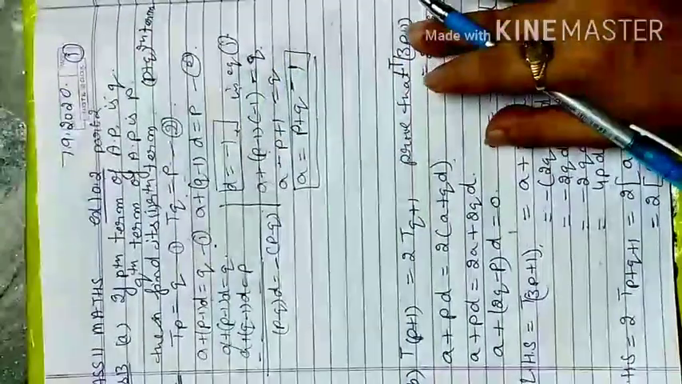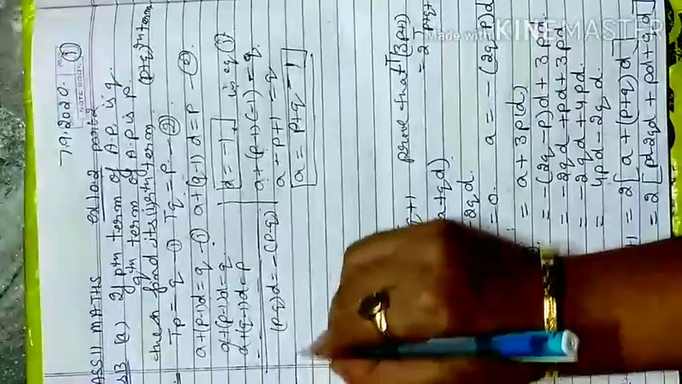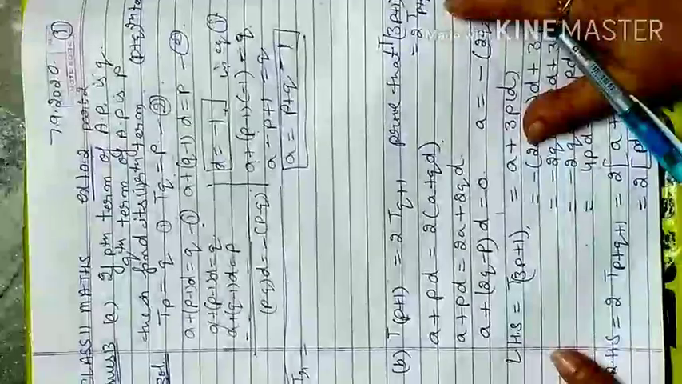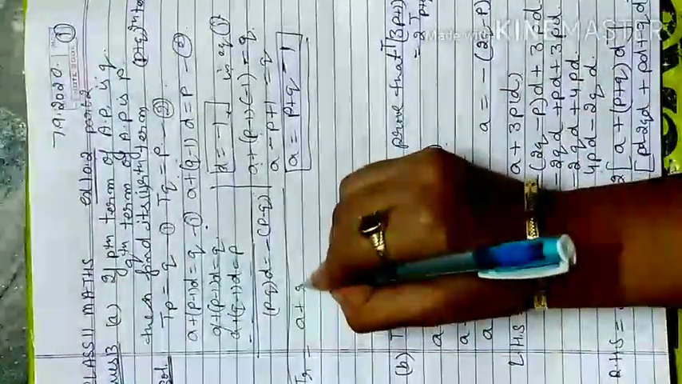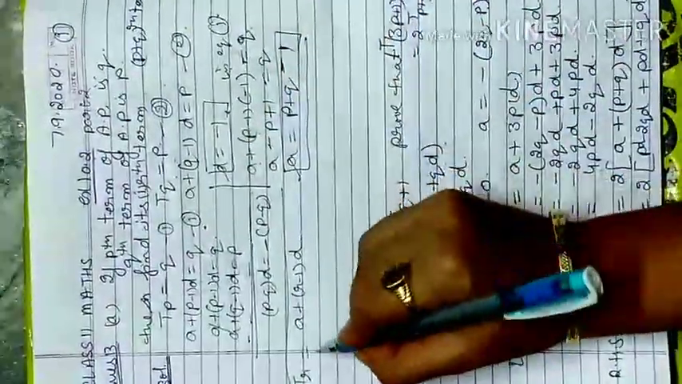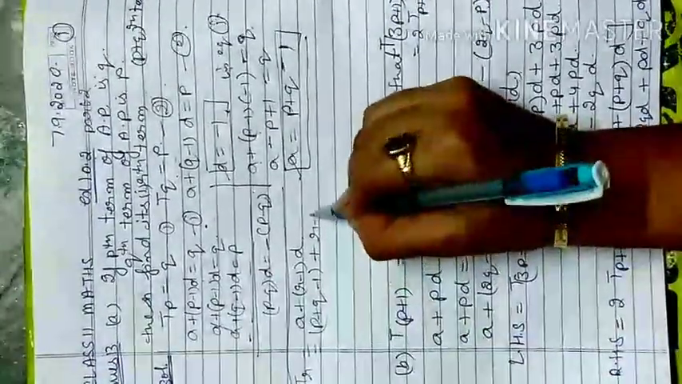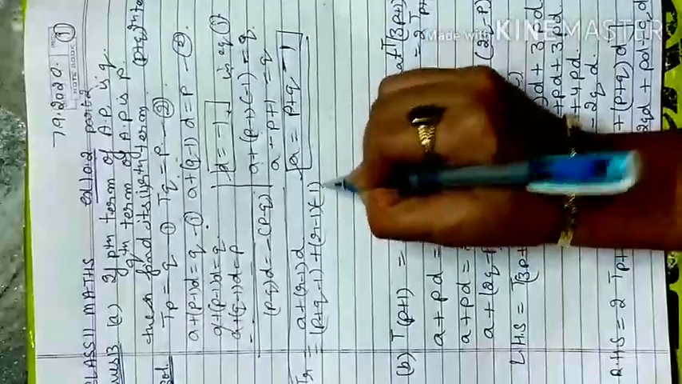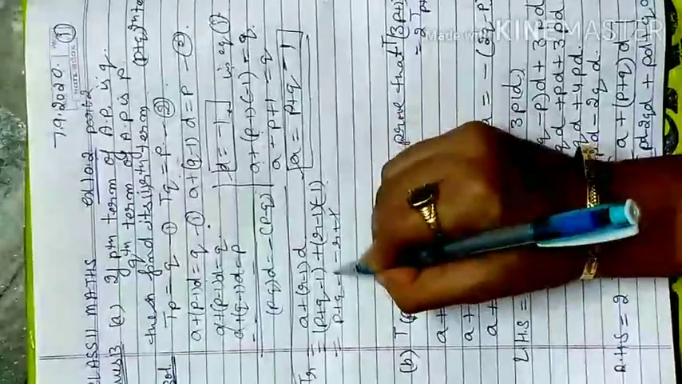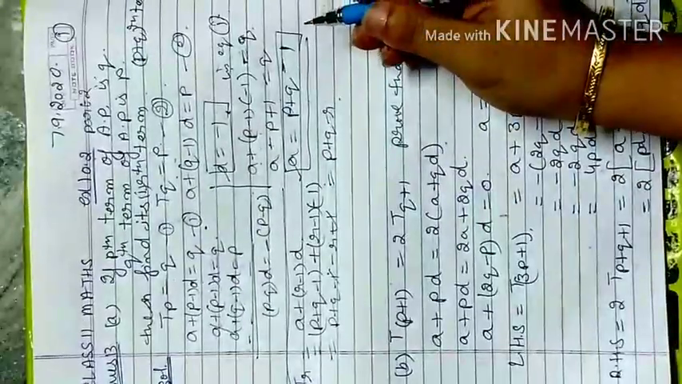So that is my a value. Now I have a and d, and I can find any term like the rth term or the (p+q)th term. If I have to find the rth term, the rth term is a plus (r minus 1)d. So I apply these two values of a and d here. That is p plus q minus 1 plus (r minus 1) times minus 1. When you multiply, p plus q minus 1 minus r plus 1, the 1s cancel, and my required value is p plus q minus r as the rth term.